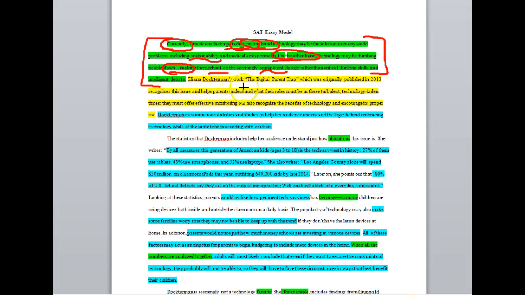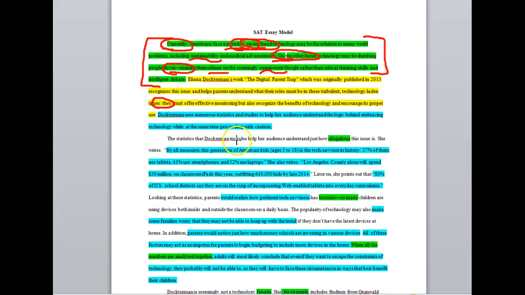Eliana Docterman's work, The Digital Parent Trap, which was originally published in 2013, recognizes this issue and helps parents understand what their roles must be in these turbulent, technology-laden times: they must offer effective monitoring, but also recognize the benefits of technology and encourage its proper use. Okay, again, we have that nice colon there that's used effectively, so sophisticated sentence structure.